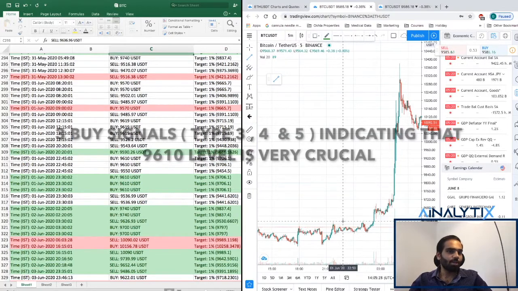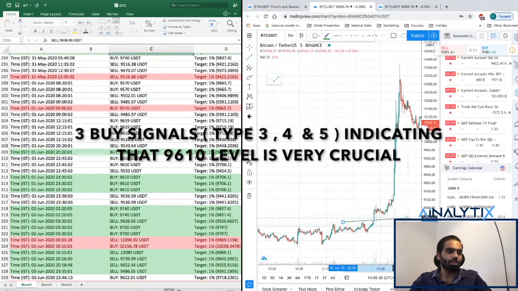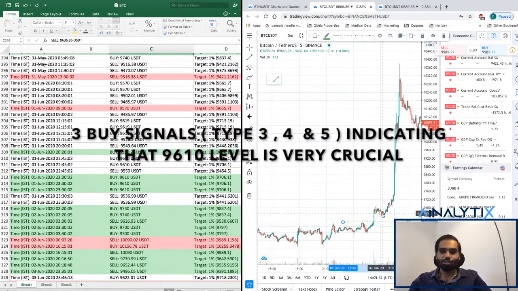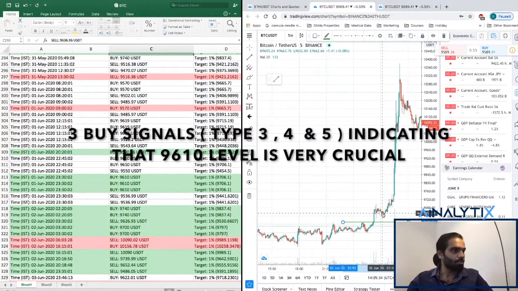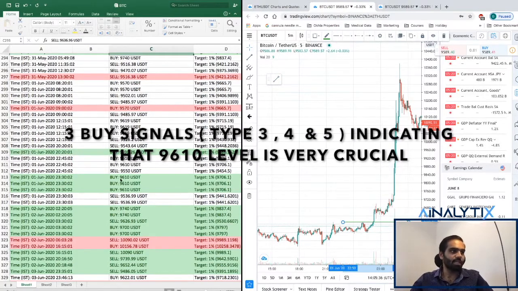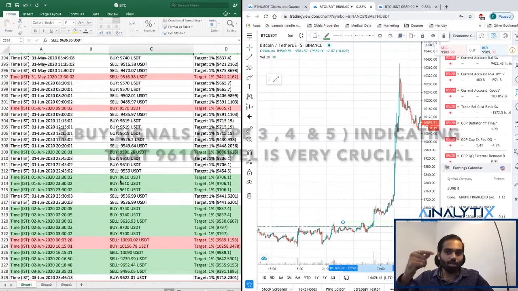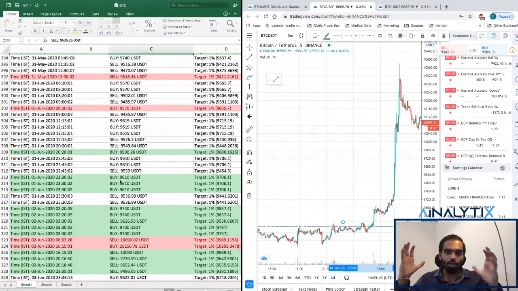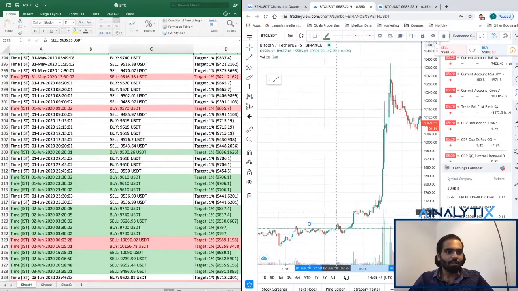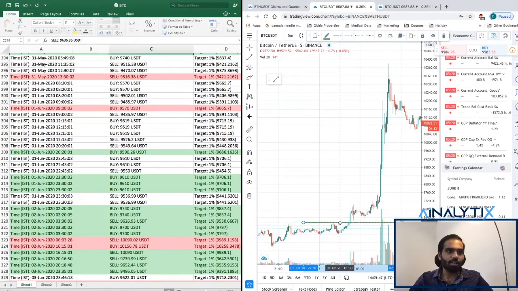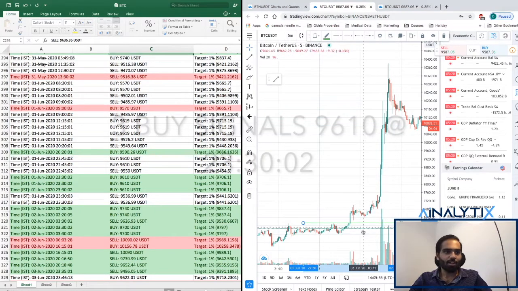So when you receive 3 buy signals, I'll basically tell you that you should take a position on any one or a large position, because these 3 buy signals, I can guarantee you, are all 3 different types of signals. So this is a type 3, a type 4 and a type 5 signal, all telling you that this level is very important. So if this level is broken, you'll see a good upside movement, and you can see for yourself what a potential profit you would have made on this trade.